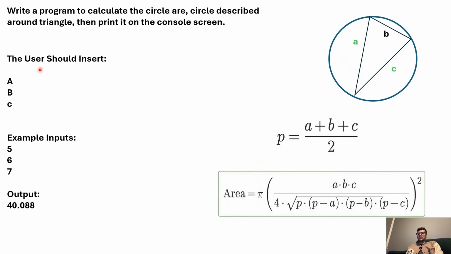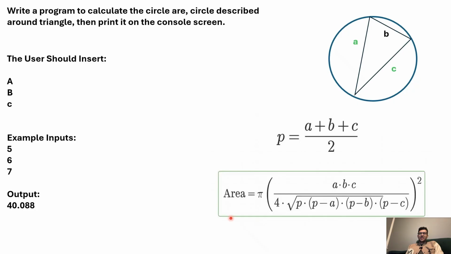So let's say the user should insert A, B and C, with 5 stored inside A, 6 inside B, and 7 into C. The output should be 40.088. First we declare a P variable equal to A plus B plus C, these three sides. We take the result of A plus B plus C and divide it by 2.